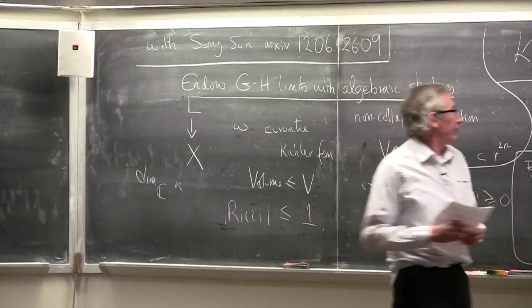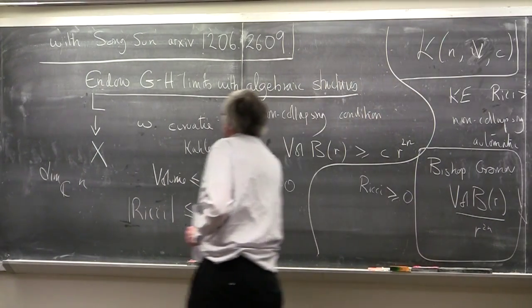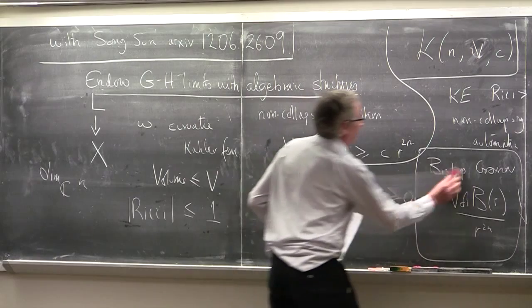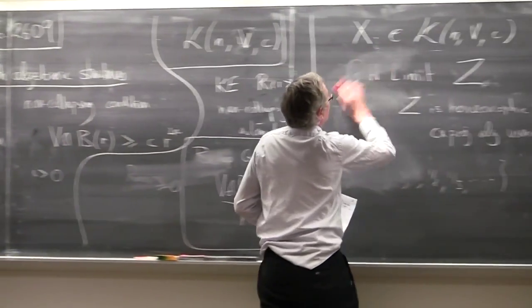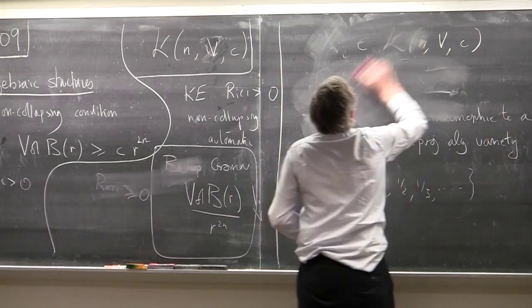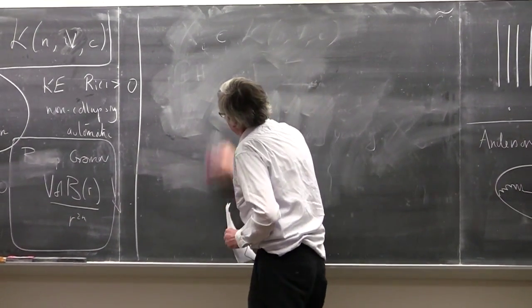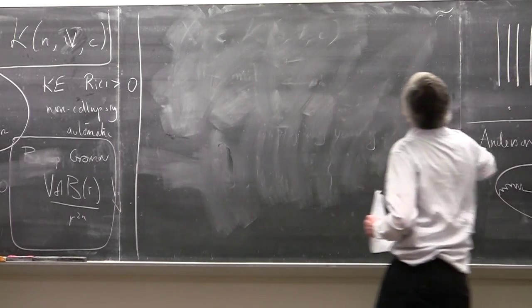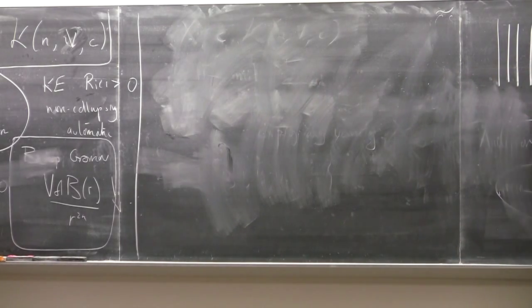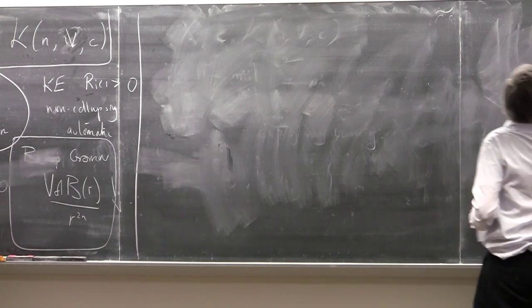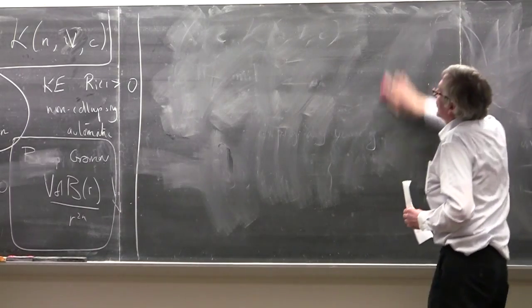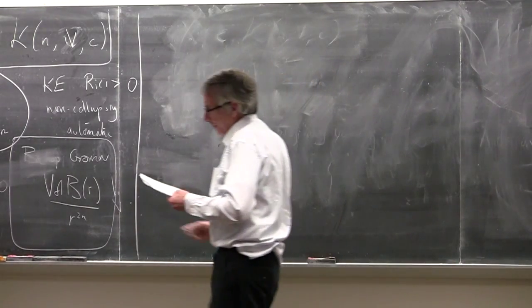In any case, the crucial thing to do is the thing that needs to be done. It's something which has been understood by Tian for many years, and probably by many people, but particularly Tian has explained over many years why this is a crucial thing one needs to establish in order to have all this nice compatibility between the metric geometry and the algebraic geometry.